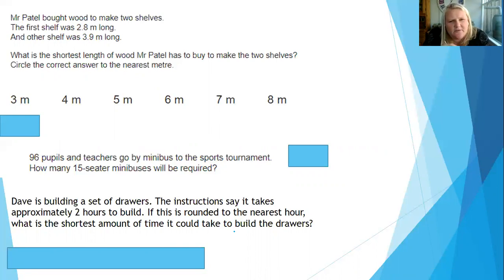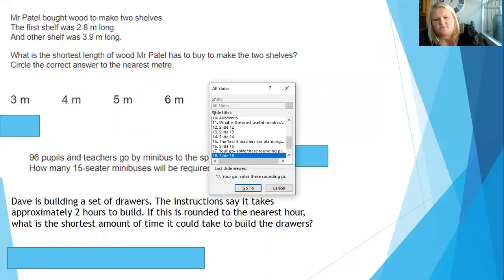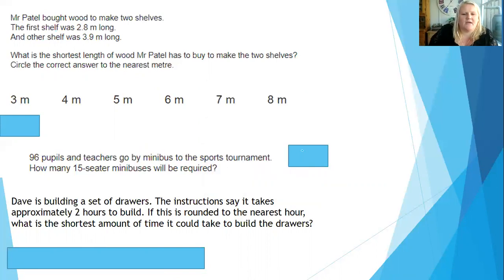So, Mr. Patel bought wood to make his shelves. What have I put up here? Let's get rid of that for a second. There we go. Okay, what is it to the nearest meter? It is 7 meters. You rounded those up. Okay, and what about this one? 96 pupils and teachers go by minibus to the sports tournament. How many 15-seater minibuses do we need? We round that up to 100, so we're going to need 7.